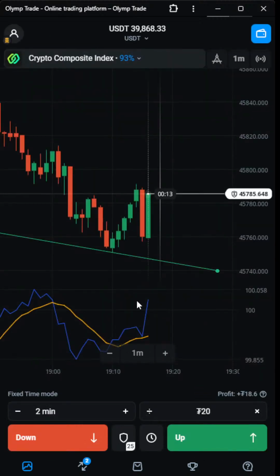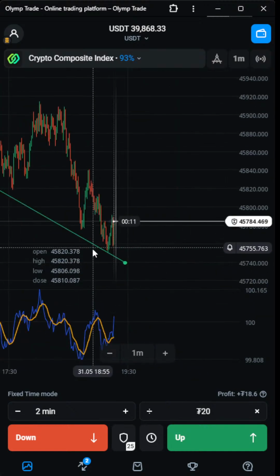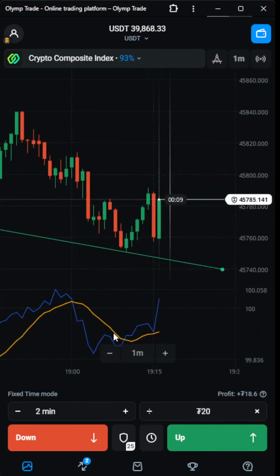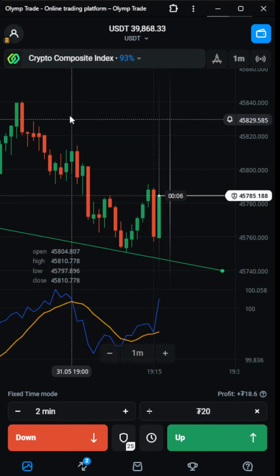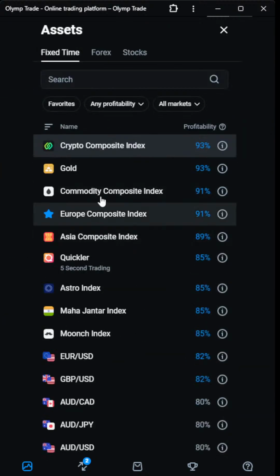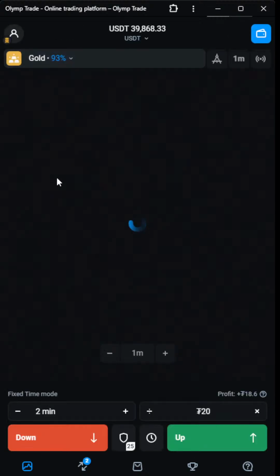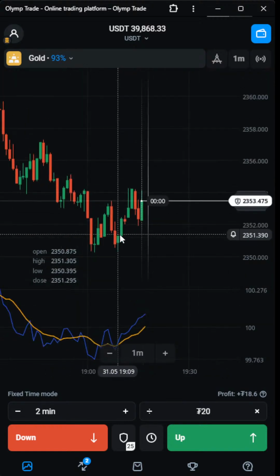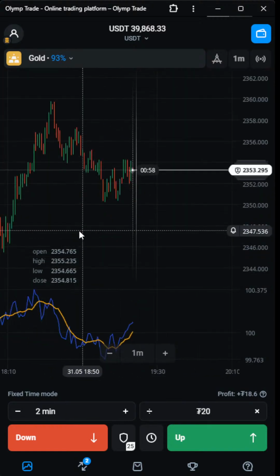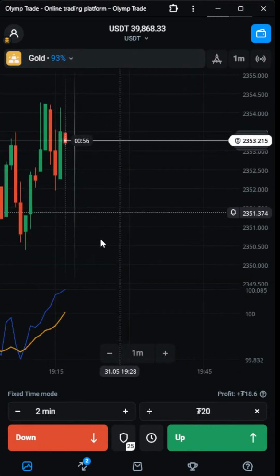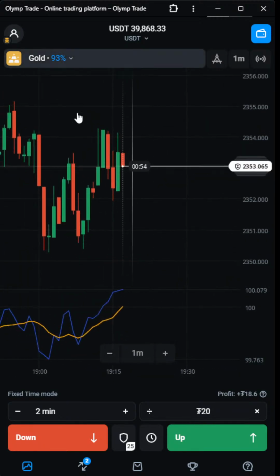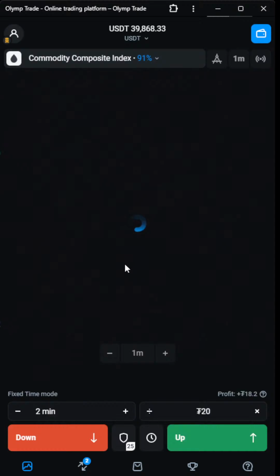Let's find some more signals. Do we have a signal in here? Okay, so golden line and blue line crossover not happening. Let's skip it. Let's find some more. Okay, on gold, do we have a signal right now? Not really, not really. Let's skip it. Let's find some more signals.